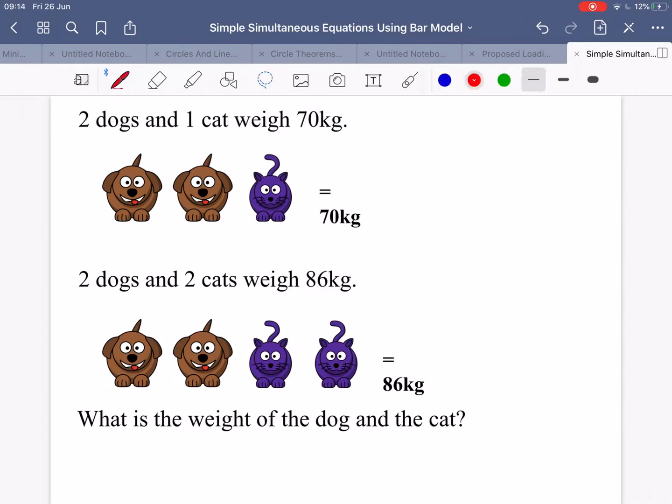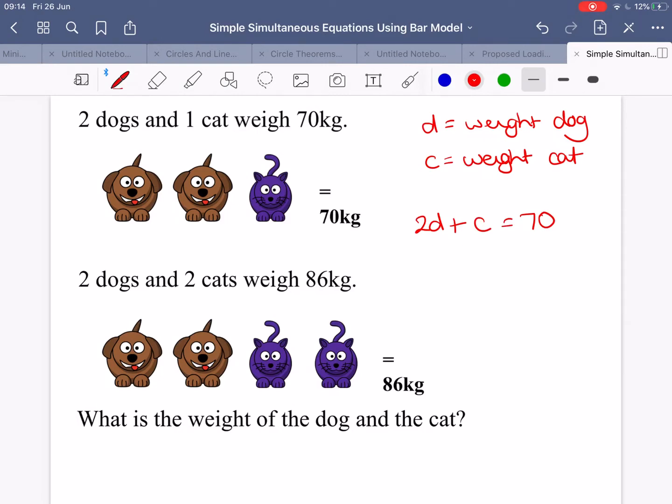And before we can do that, we have to define some things. So I'm going to use the letter D to be the weight of a dog. And I'm going to use the letter C to be the weight of a cat. And if we look at the first situation, we've got the weight of 2 dogs plus the weight of 1 cat is 70 kilograms. So that gives us the equation 2D plus C equals 70.